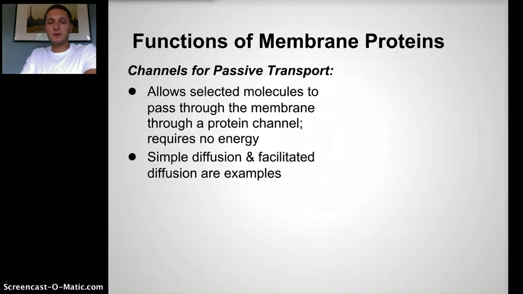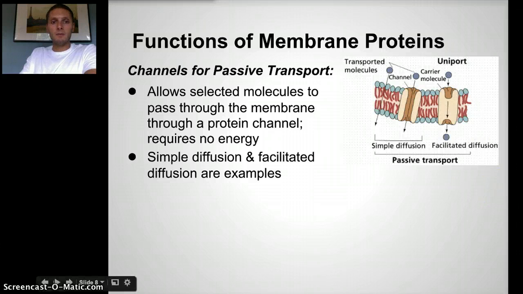We're going to discuss passive transport more in the next video, but membrane proteins allow for molecules to pass through the membrane. And this can occur through a protein channel, and it doesn't require energy. One of the primary things about passive transport that we're going to look at a little bit further in the next video is that it doesn't require energy. No ATP is required for this to occur. Hopefully you remember this from previous biology classes. Simple diffusion, facilitated diffusion we'll look at more in the next video. But membrane proteins are important in allowing molecules to pass through the membrane. And again, some examples, simple diffusion and facilitated diffusion, are examples.